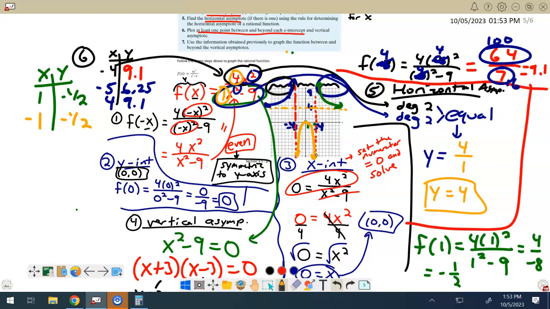So plot points in between and outside of all the vertical asymptotes, and then with those few points, approach the asymptotes without crossing or touching. And that gives you your graph, which again is a very sophisticated graph. But with the asymptotes and plotting a few points, we can figure out what that graph looks like.